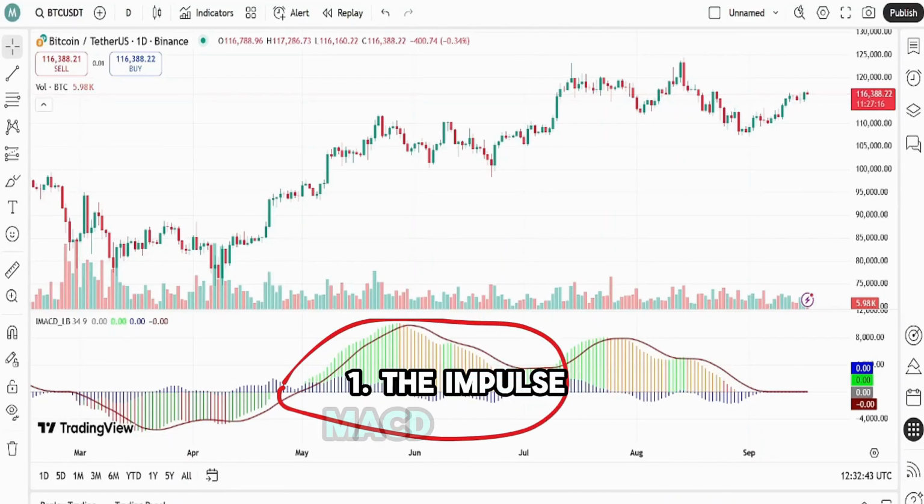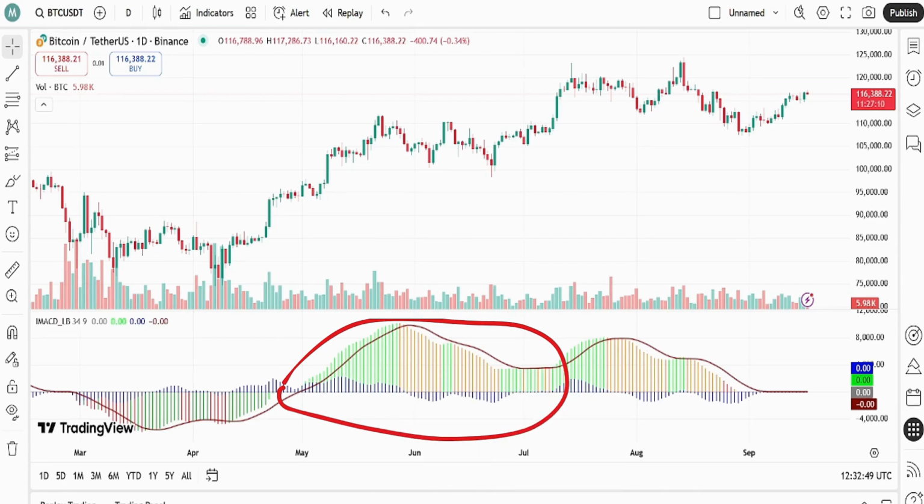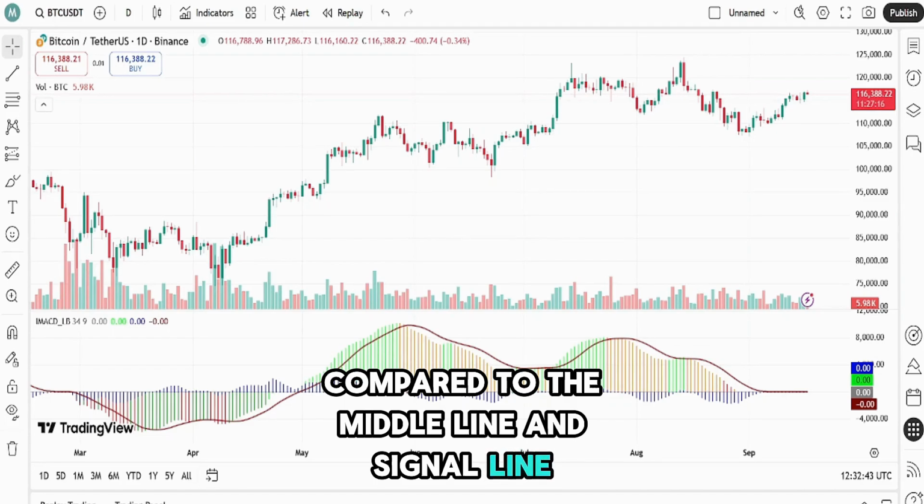1. The Impulse MACD bars can be lime, green, orange, red. These colors change based on where the bars are compared to the middle line and signal line.